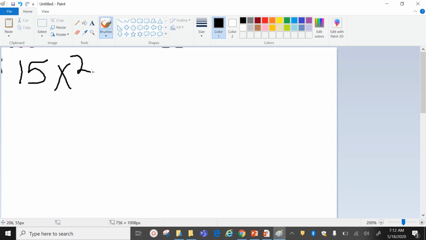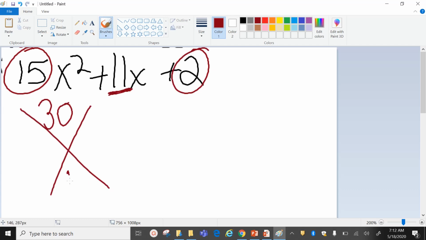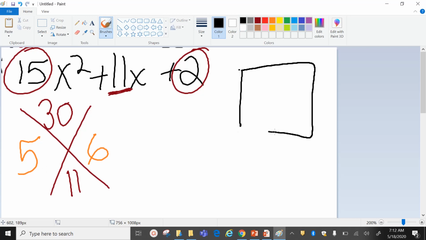15x squared plus 11x plus 2. I'm going to take this 15 and multiply it by 2. Get 30. I'm going to take my b and put it down here. 11. What will multiply to give you 30, but add up to give you 11? Let's be consistent. 5 times 6. 5 times 6 will give you 30. 5 plus 6. Now we're going to make our box.